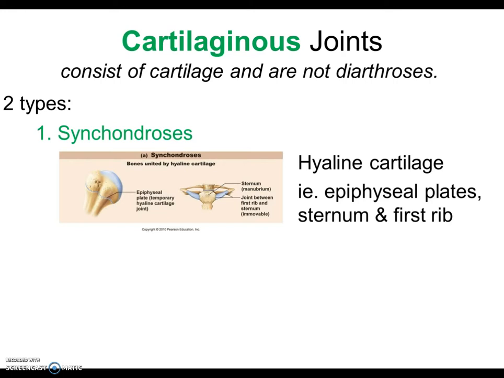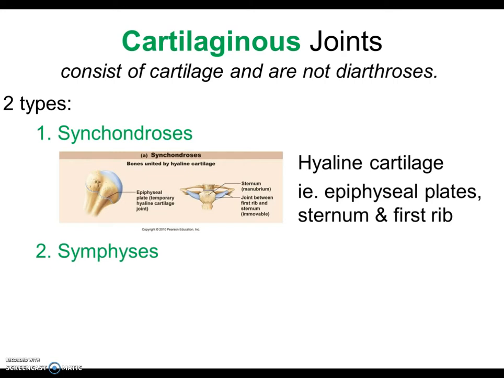Another example is where the sternum meets your first rib. You can see right here, this is the manubrium of the sternum, and that's your first pair of ribs. And then right there is that cartilage. Remember that costal cartilage. It's hyaline cartilage, and it's joining the sternum to the rib.